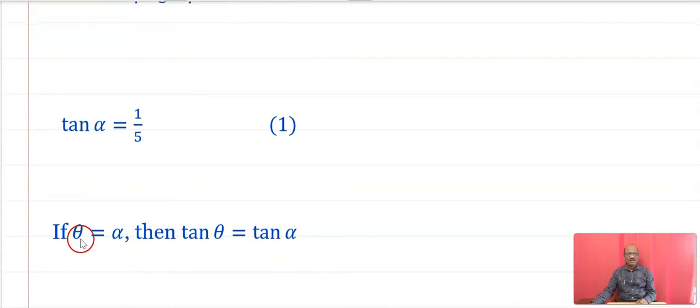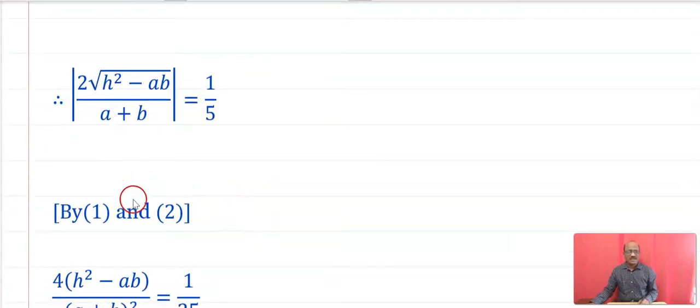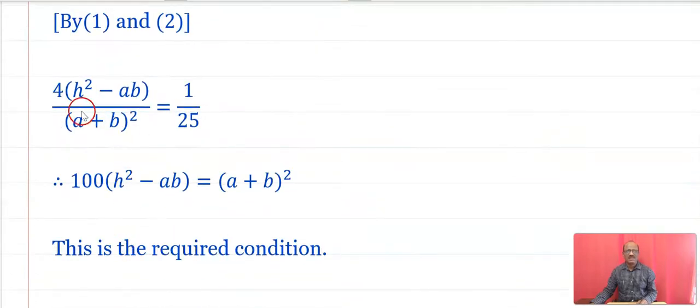Now, if theta is equal to alpha, it is given that the angle between them is equal. Therefore, 2 root of h square minus ab upon a plus b is equal to 1 by 5. Now, simplify this by squaring on both sides. 1 by 5 square is 1 by 25, and 2 square is 4. Root of h square minus ab becomes h square minus ab upon a plus b, bracket square. Making the cross multiplication, 25 into 4, that is 100, bracket h square minus ab is equal to a plus b bracket square.